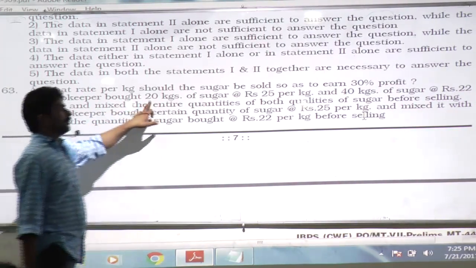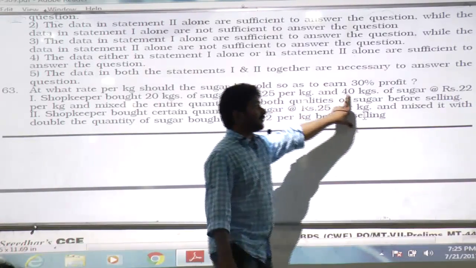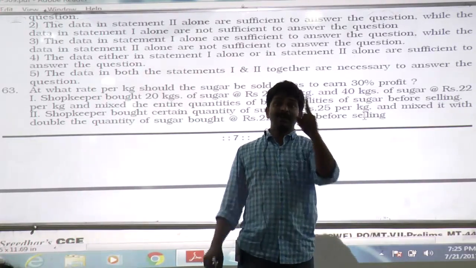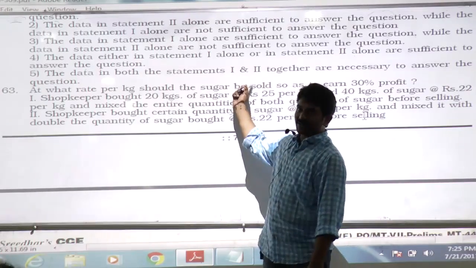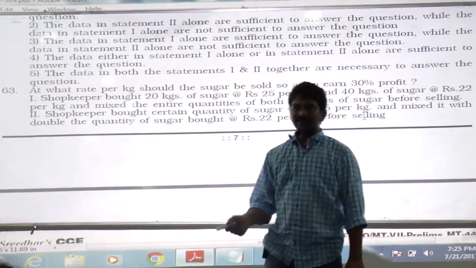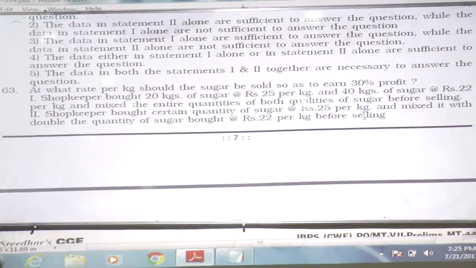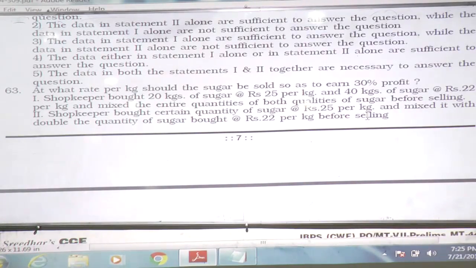60. Do you know total cost of 20 kgs? Do you know total cost of 40 kgs? Do you know total cost of 60 kgs? Can you calculate 1 kg cost price? If you know 1 kg cost price, can't you calculate 30% of it? Will you get the answer or not? 1 alone is sufficient.